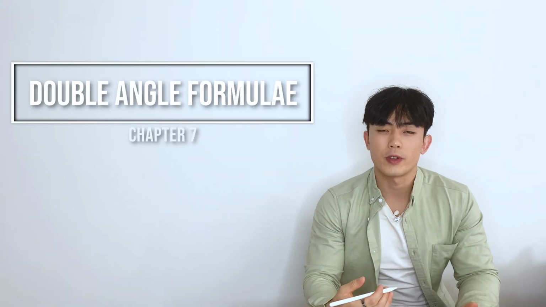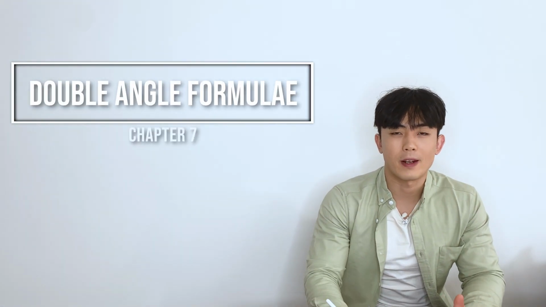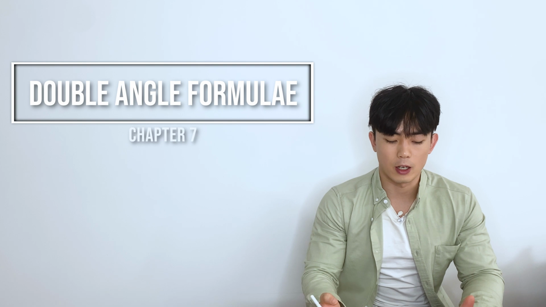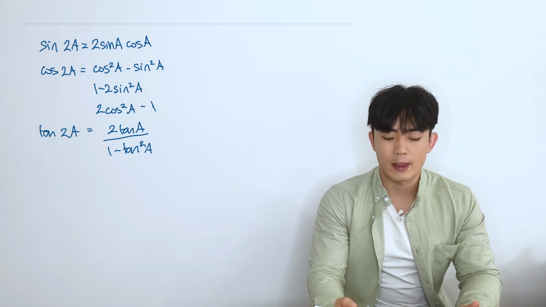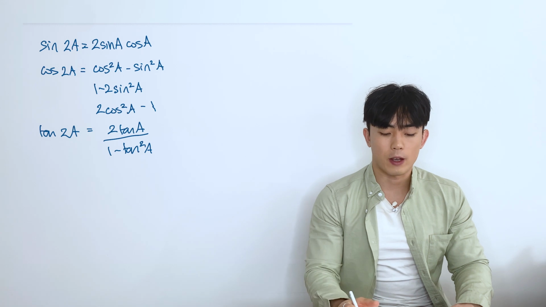Alright, so following on from the previous video where we looked at the compound angle formula, we can actually learn about something called the double angle formula. The double angle formula is when we have 2a, so for example sine 2a, cos 2a and tan 2a. And they are actually derived from the compound angle formulas.